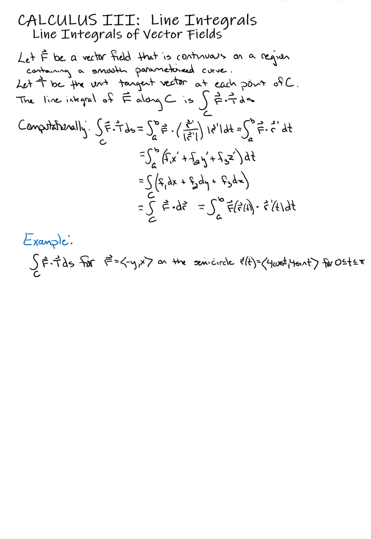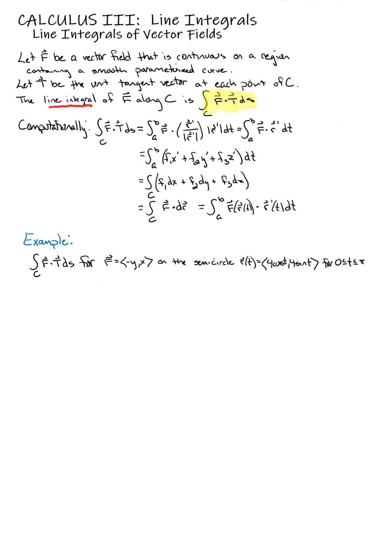We'll begin by letting f be a vector field that is continuous on a region that contains a smooth parameterized curve, which we'll call C. Also, remember that t is the notation for the unit tangent vector at each point of C. Now the line integral of f along the path C is simply denoted as the line integral of f dot t ds.